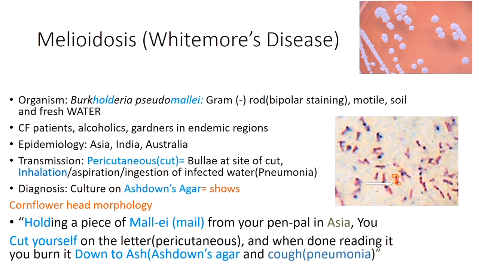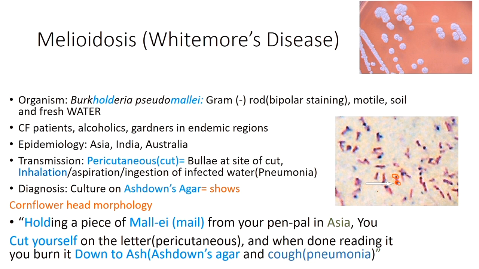Alcoholics, gardeners in endemic areas. And what are those endemic areas? This is Asia, India, and Australia. So transmission, pretty much if you get a cut while you're in this water, you're going to have bullae formation and infection of the skin wherever you got that cut. If you inhale it or aspirate it or ingest the infected water, it can cause pneumonia. How we diagnose this is we grow it on Ashdown's agar, and it shows this cornflower head morphology.